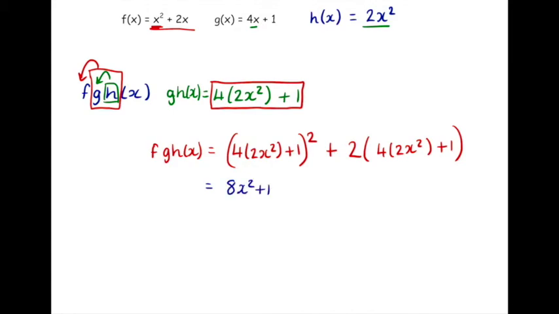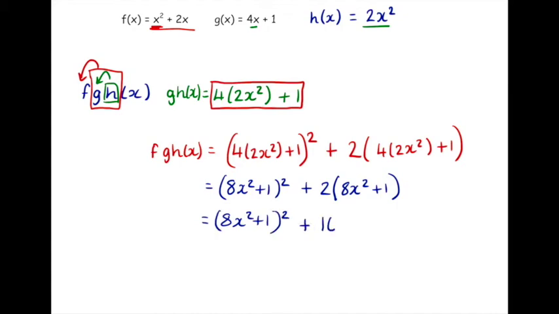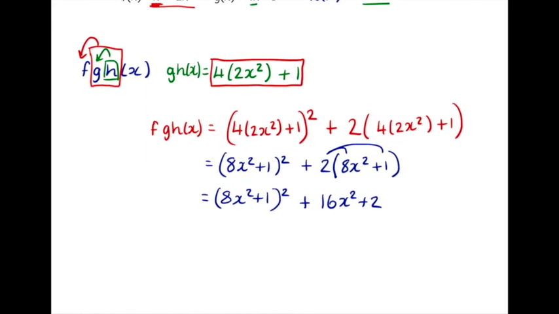So that's going to give me 8x squared plus 1, all squared, plus 2 lots of 8x squared plus 1. I probably should have simplified that first, that would have made it easier. And that gives me 8x squared plus 1, all squared, plus 16x squared plus 2, so I've multiplied out my bracket. And we could then simplify that further by multiplying out the quadratic here, which is going to give me 8x squared plus 1 times by 8x squared plus 1. It's going to be big, this one.